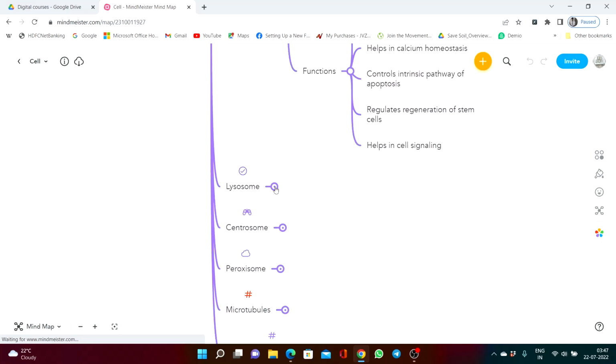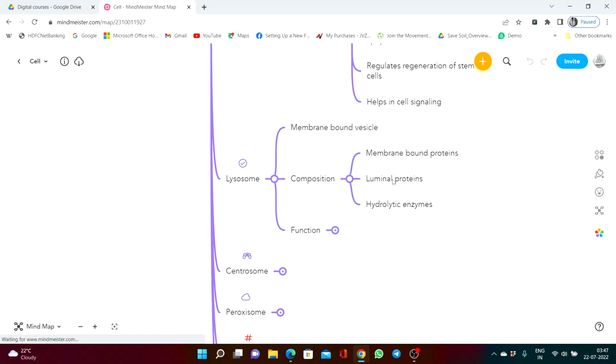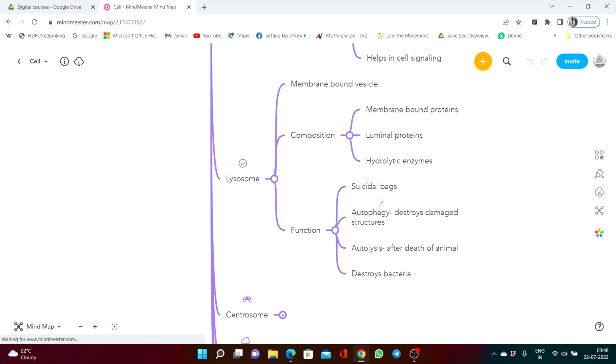Now the lysosome is another component of the cytoplasm. It is a single membrane bound vesicle. It is composed of membrane bound proteins, and it has luminal proteins and hydrolytic enzymes. The functions of the lysosome: it acts as suicidal bags. The process which includes autophagy destroys the damaged structures.